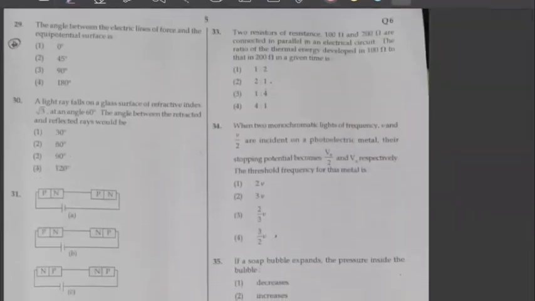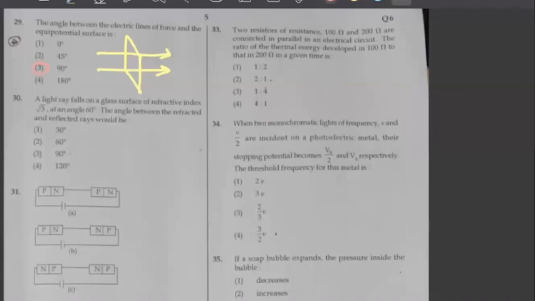Okay, so let's go to the next one now. Question number 29. They are asking about the angle between electric lines of force and an equipotential surface. So basically, what's an equipotential surface? A surface where the potential is equal. If I consider, say, a uniform field, the field lines are like this. The equipotential surface is going to be perpendicular to the lines of force. The angle has to be, I think, 90 degrees.